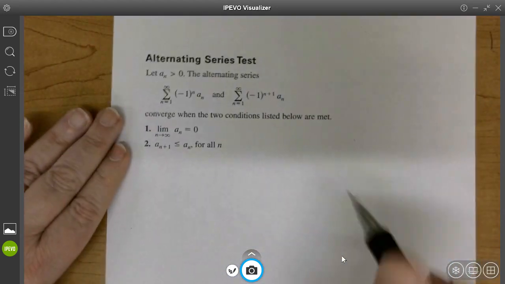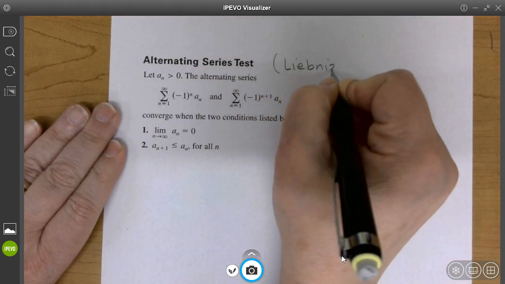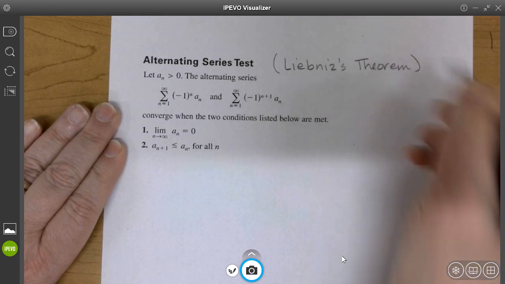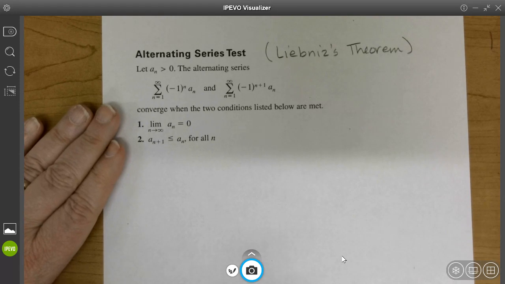All right, alternating series test. This is otherwise known as Leibniz's theorem. He actually has a theorem named after him. Newton gets all the glory sometimes. So this applies to alternating series.